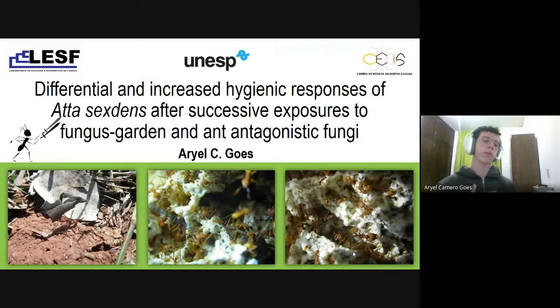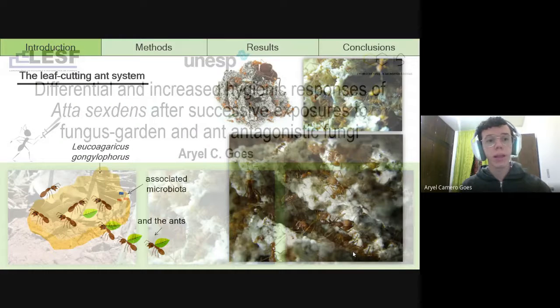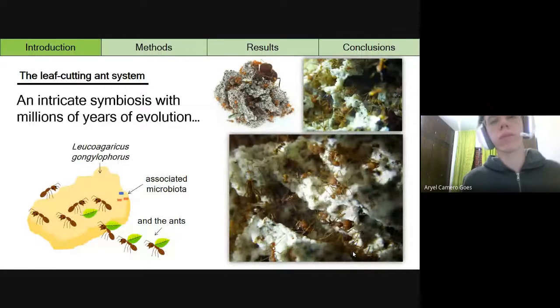My name is Aryel, and today I will show you a little about how a leaf cutter ant deals under successive exposures to antagonistic fungi. The leaf cutter ant system is based on a mutualism between the Basidiomycete Leucoagaricus gondylophoros, known as fungus garden, the ants, of course, and associated microbiota which are beneficial or neutral interactions to the ants and to the fungus garden.